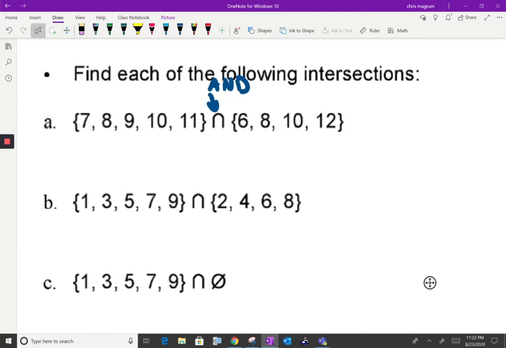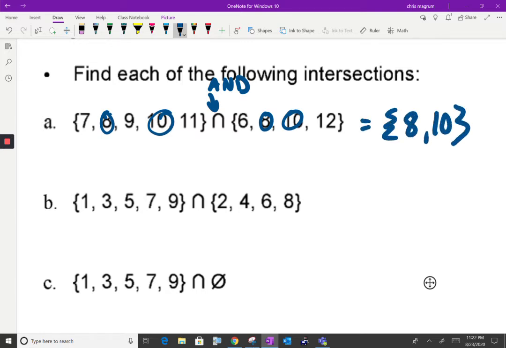So on the left side we have 7, 8, 9, 10, 11, and then we have 6, 8, 10, and 12. So 7, no 7. 8, they both have an 8. 9, nope. 10, they both have a 10. So what is our intersection? What do they have in common? 8 and 10. Well, it's supposed to be a brace, not a 3. And it doesn't want to erase, so I'm just going to write over the top of it. And now it doesn't look like either one, but it's a brace.